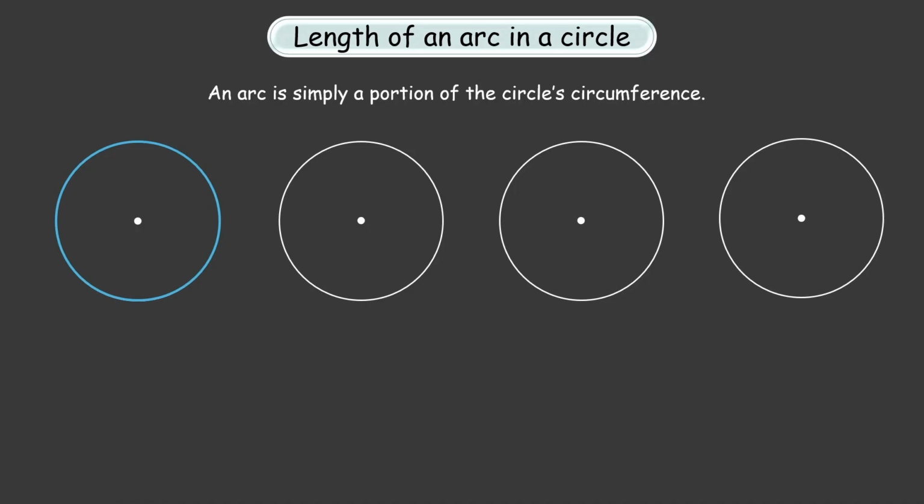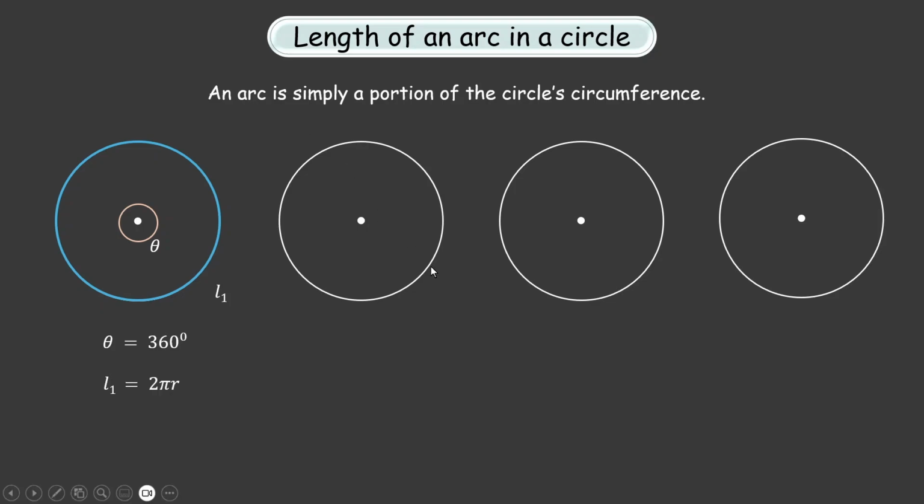This arc traced the entire circumference of the circle, and therefore, since it completed one revolution, it covers an angle of 360 degrees. Let the length of this arc be L1 and let the angle be theta. Here, theta is 360 degrees. And when theta is 360 degrees, the length of the arc is 2 pi r.